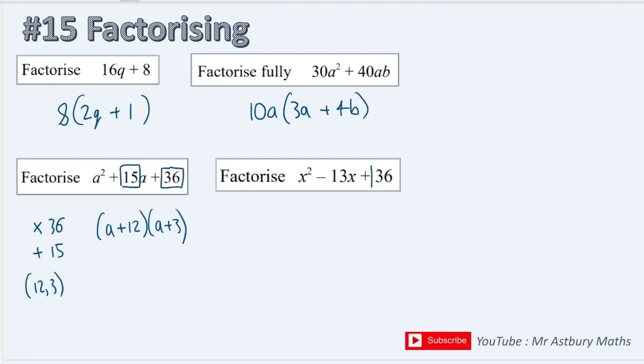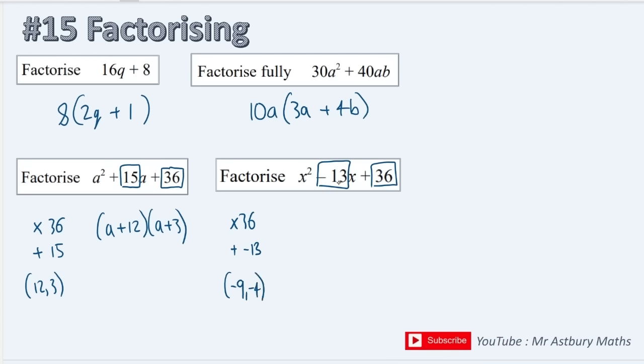Okay, once again, we've got this number 36 here. So we need to find two numbers that times to make 36. And we've got this number here, minus 13. Two numbers that add to make minus 13. So those two numbers are both going to be negative, and we will have negative 9 and negative 4.